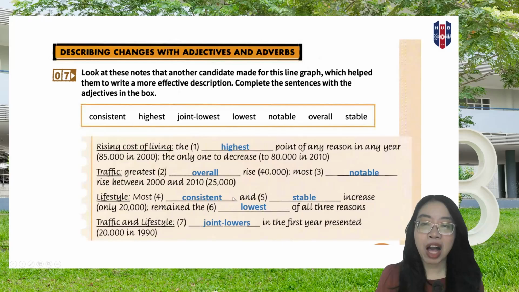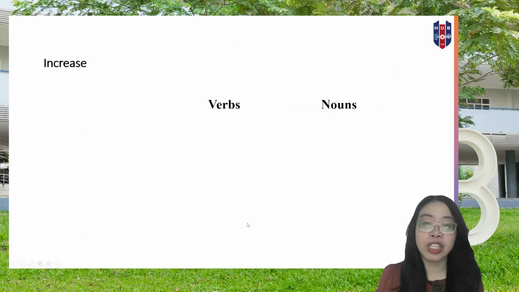Alright, so besides the words to talk about the position here and describe the general trend like this, you need to have some language to describe the increase or the decrease, right? So when learning the words for increase or decrease, you should learn not only the verb but also the noun so that you can vary the structures when you write. So for the verb, can you think of any words that also mean increase?